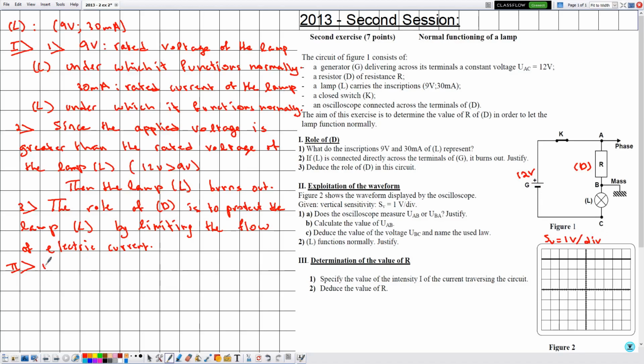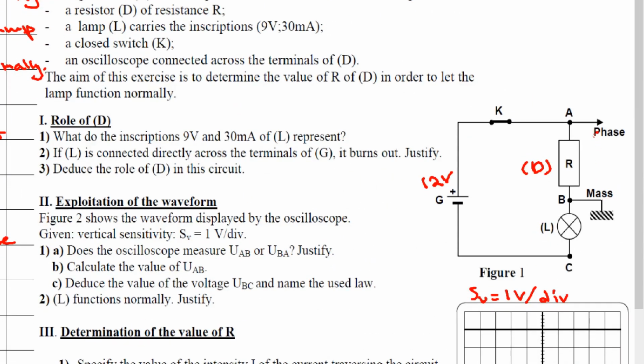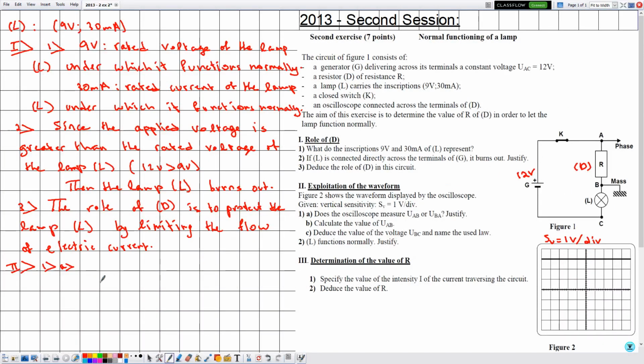Now part A, they are telling me, does the oscilloscope measure UAB or UBA? Justify. And this can be justified by referring to the connections of the oscilloscope, knowing that always the oscilloscope measures from the phase terminal to the mass terminal. Notice that here the phase terminal is connected to the terminal A or the point A, and the mass terminal is connected to the point B. Therefore, the oscilloscope measures the voltage UAB across the electric component R.